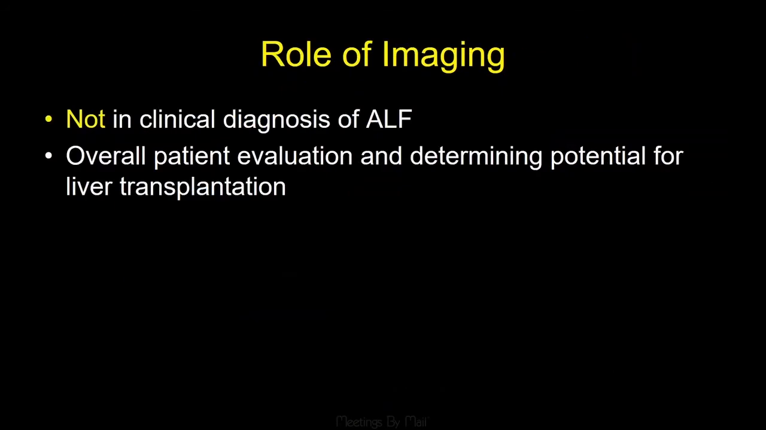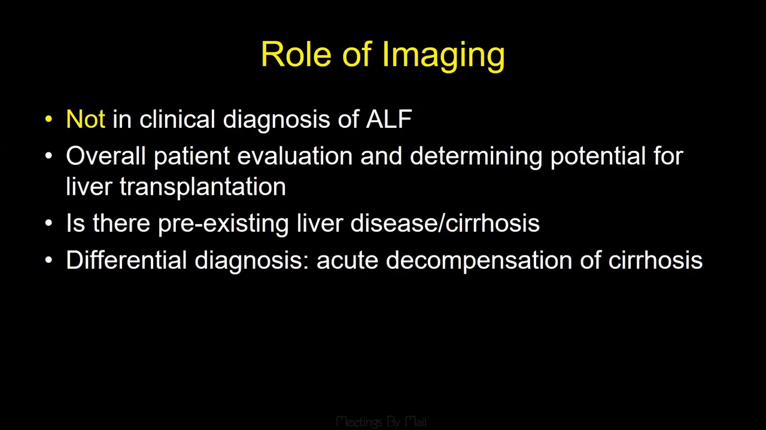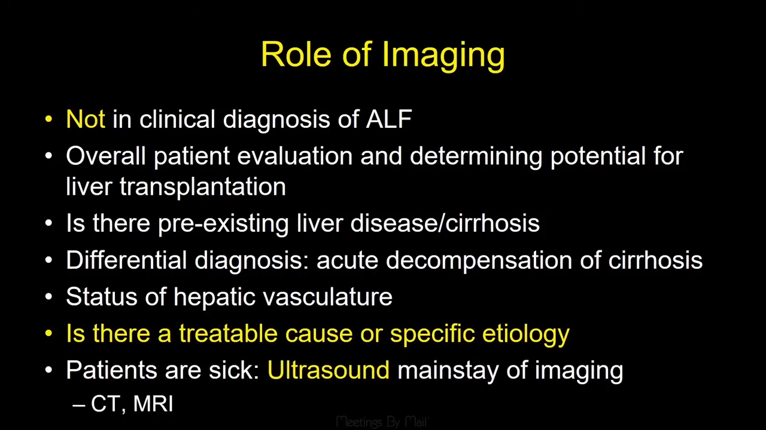So the role of imaging is really not in the clinical diagnosis of ALF, because the hepatologists have ordered their labs and they're looking at the patient's clinical status. But imaging is helpful in evaluating the patient and determining the potential for liver transplantation, in particular, determining if there's any pre-existing liver disease or cirrhosis, because the differential diagnosis is an acute decompensation of cirrhosis. Imaging also tells the clinicians the status of the hepatic vasculature, and most importantly, whether there is a treatable cause or a specific etiology of ALF that needs to be addressed.